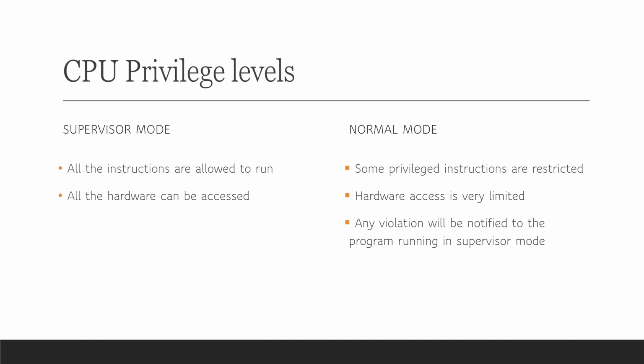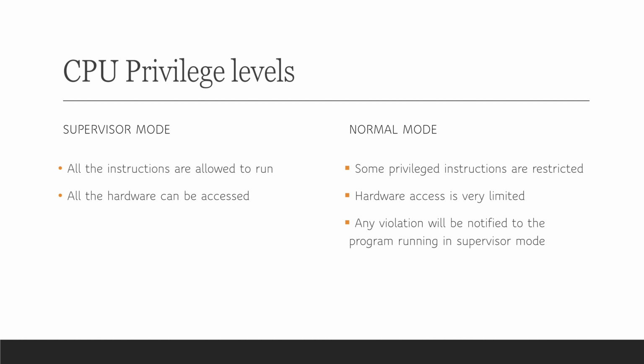What is the difference? Here comes the hardware feature called CPU privilege level. Recent CPUs are coming with at least two CPU privilege levels. One is supervisor mode, the other is normal mode. In supervisor mode, all the instructions are allowed to run. In supervisor mode, all the hardware can be accessed. There are no restrictions. But in normal mode, some privileged instructions are not allowed to run, and hardware access is very much limited.